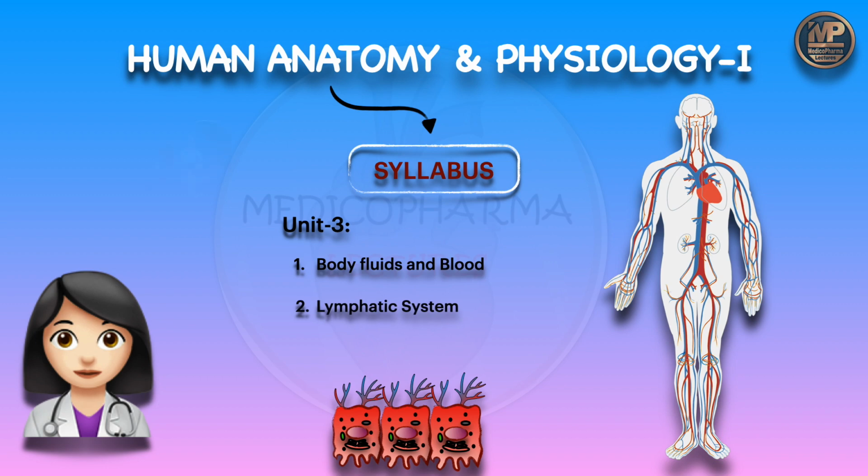And Chapter 2, Lymphatic System. The next chapter is about the lymphatic system, where we will discuss what the lymphatic system is, the thymus gland and spleen in this chapter.